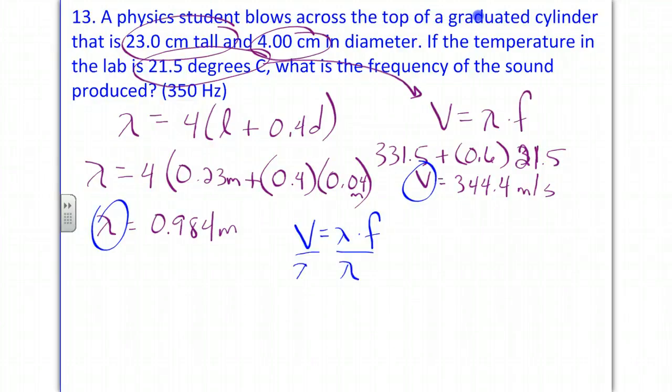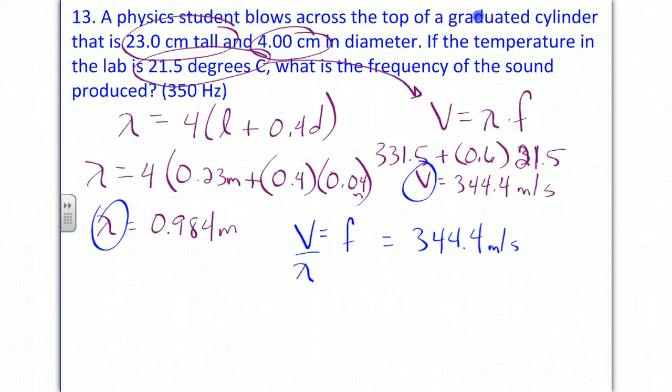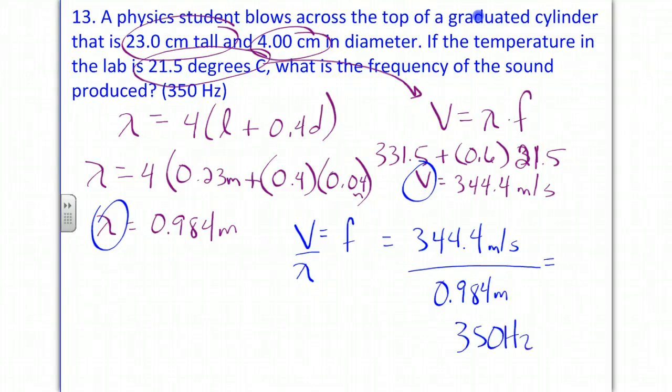Again, divide both sides by wavelength, cancel the wavelengths, and this leaves me with the frequency equals the velocity divided by the wavelength, and that's going to equal 350 hertz.